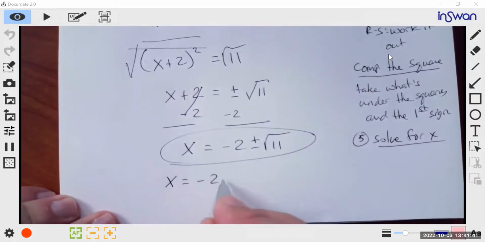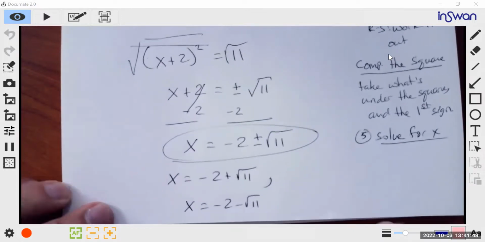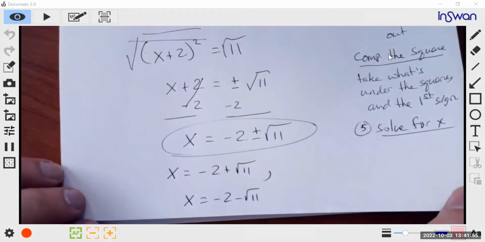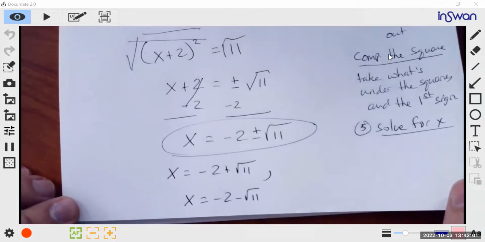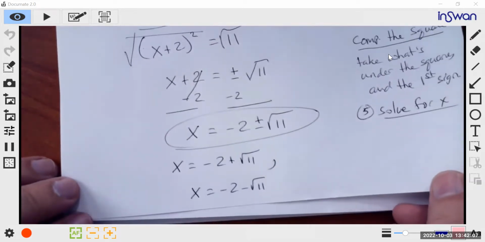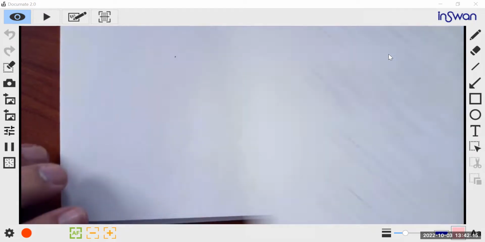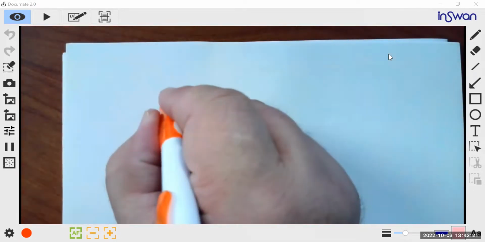X equals -2 plus square root of 11. And x equals -2 minus square root of 11. Those are my two answers, my two x-intercepts. Let's do one that we can also factor to test. Let's do this one.